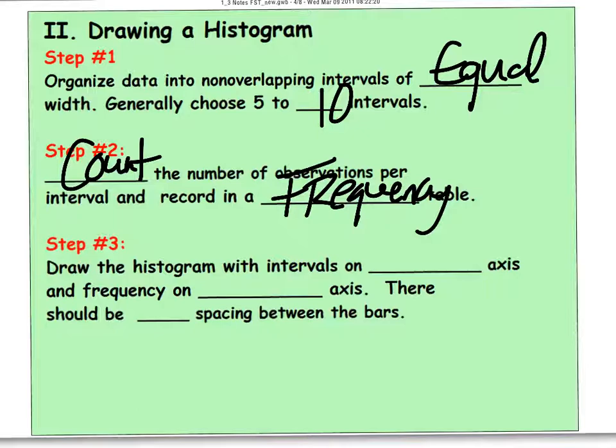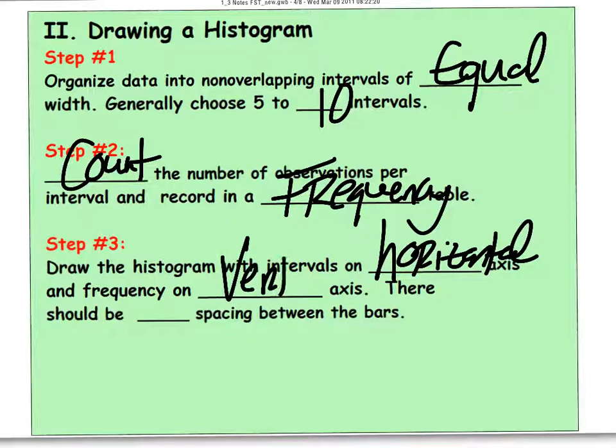Once you have that, we're going to draw the histogram with intervals on the horizontal axis and the frequency on the vertical axis. And there should be no spacing between the bars.